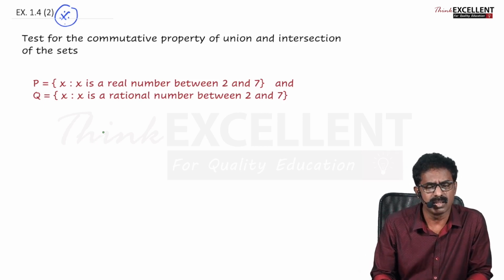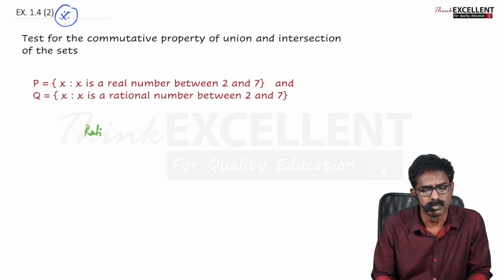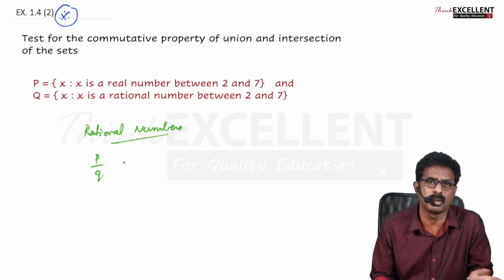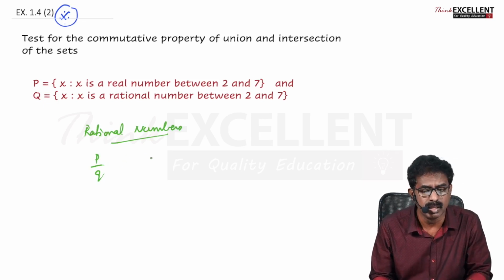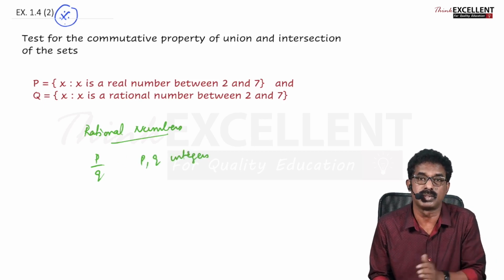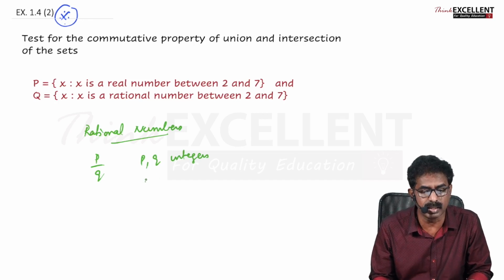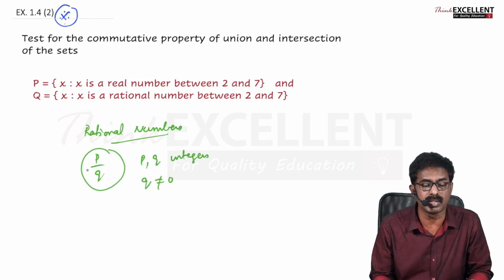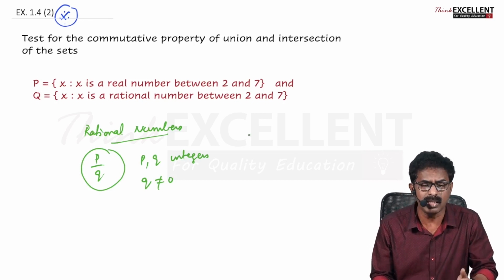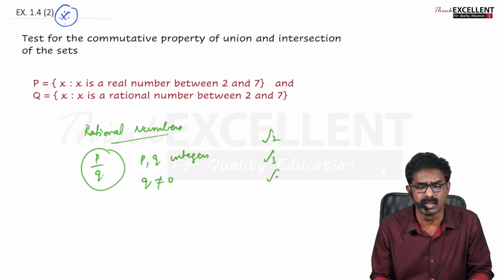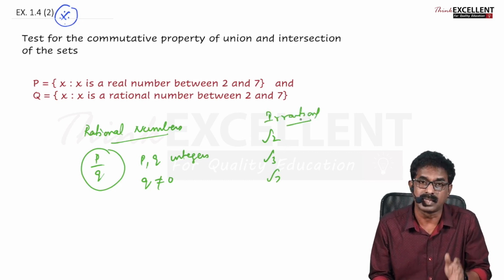Listen, there are two types of numbers. One is rational numbers. Rational numbers means numbers of the form p by q. All the fractions: 2 by 3, 1 by 7, even 5. 5 means 5 by 1, right? But one thing, both p and q must be integers. It cannot be something like root 7, right? P and q are integers, and the denominator is not equal to 0. Such numbers we call rational numbers. All the numbers like root 2, root 3, root 7, root 5, all these are called what? Irrational numbers. So rational number, irrational number.